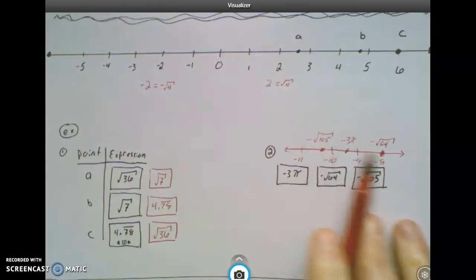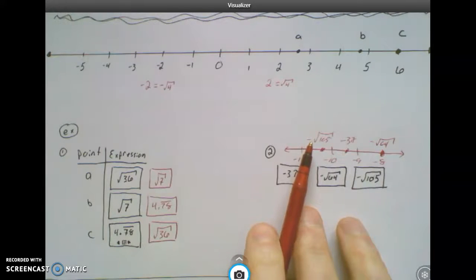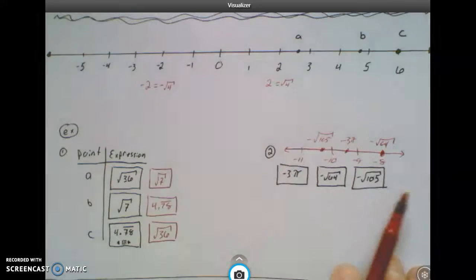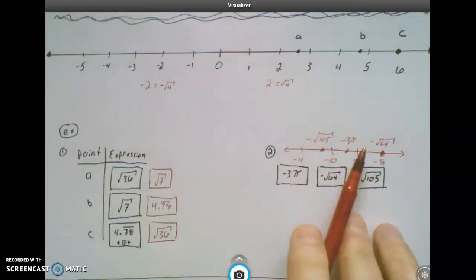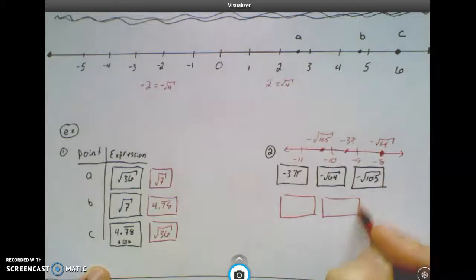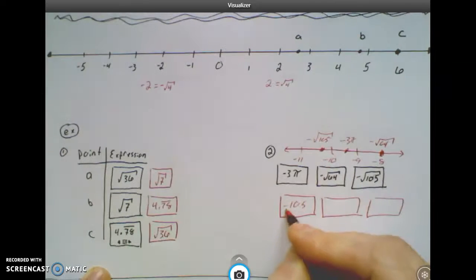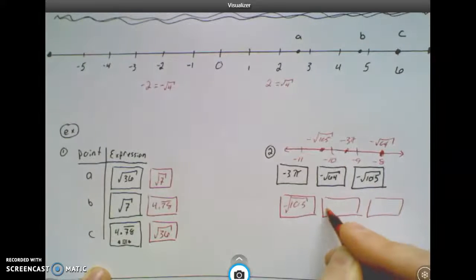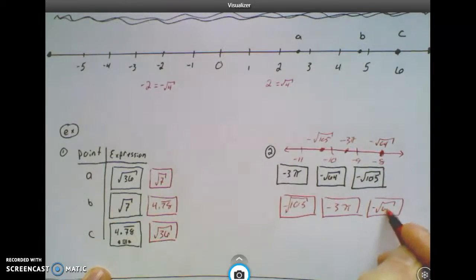And then this is actually the order I would put my boxes in, right? Because remember, we want the smallest on this side and the biggest on this side. That's how a number line works. So this gives you the order you're going to put your boxes in. If I could drag them around, I would, but I can't. So this one is going to be the negative 105. This one is going to be the negative 3 pi. And this one is going to be the negative square root of 64. Then you just drag those boxes around and submit.